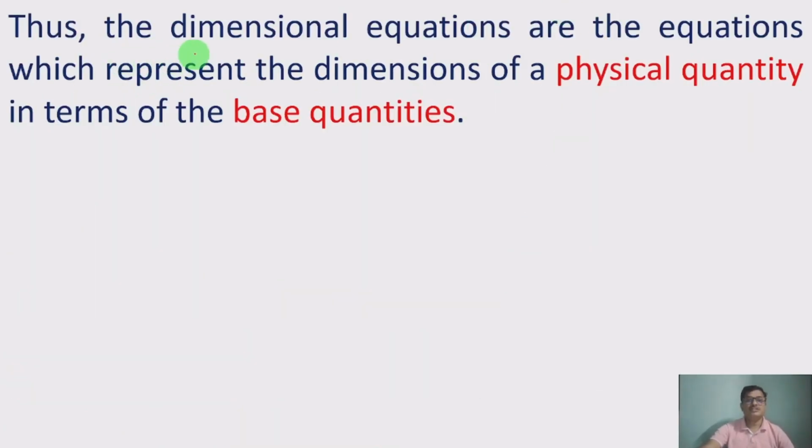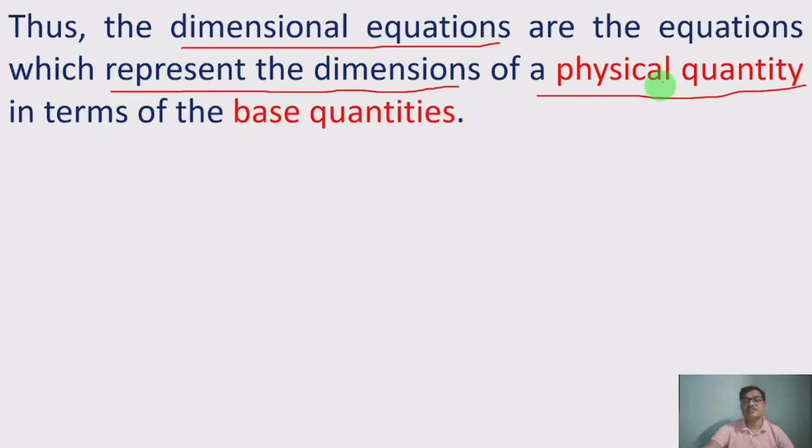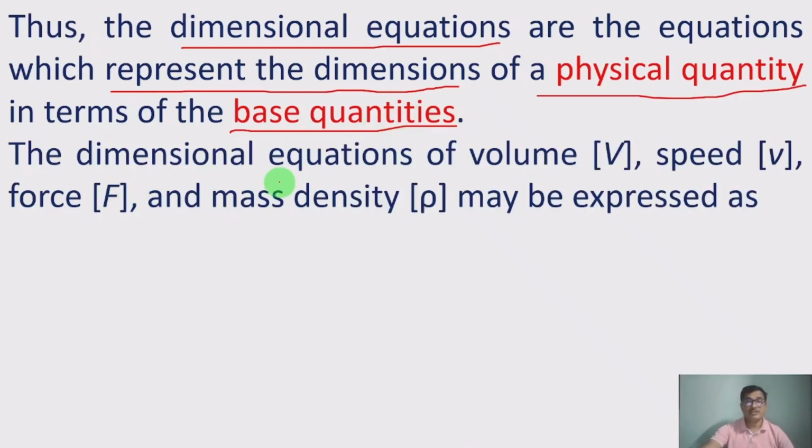Further moving, thus the dimensional equations are equations which represent dimensions of a physical quantity in terms of base quantities. Whatever dimensions we are going to use for the representation of the dimensions of a physical quantity, those will be in terms of the base quantities. The dimensional equations of volume V, speed v, force F and mass density rho may be expressed. Again, we will express the dimensional equations here.